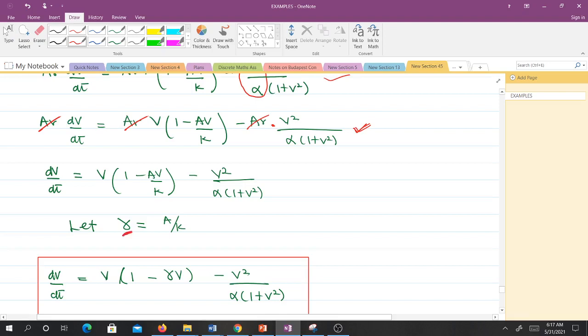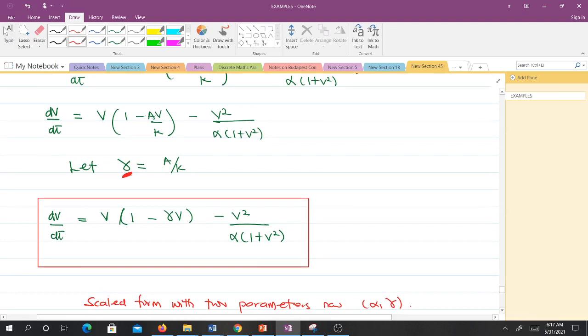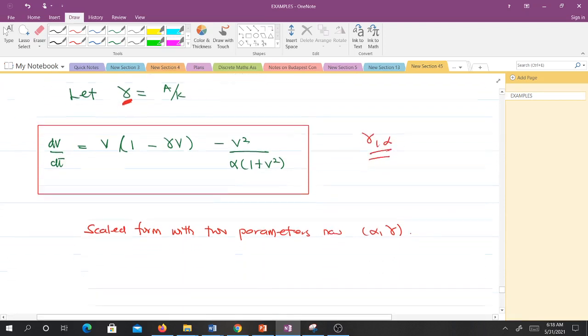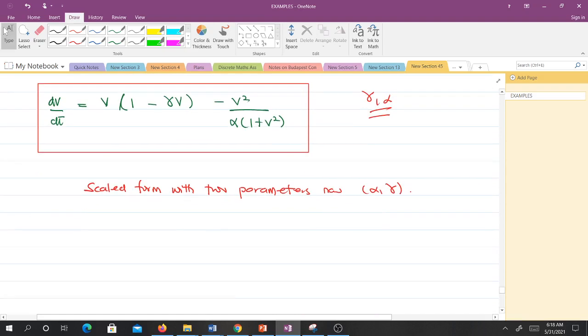So you can say let gamma be equal to A over K. And when you do that, we will get dV/dτ equal to V (1 minus gamma V) minus V squared over alpha plus alpha V squared. Okay, so you can see that we have non-dimensionalized the Ludwig's equation that we had for the budworm, and it had 4 parameters, and now we have just 2 parameters, gamma and alpha. Okay, so this is the scaled equation, and this is the non-dimensionalized equation.